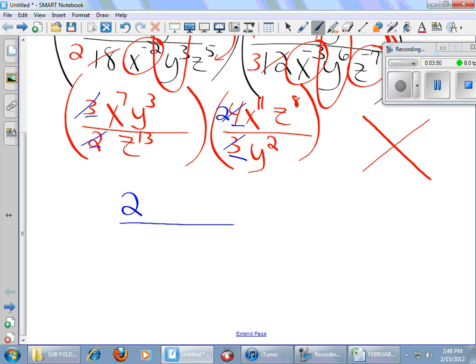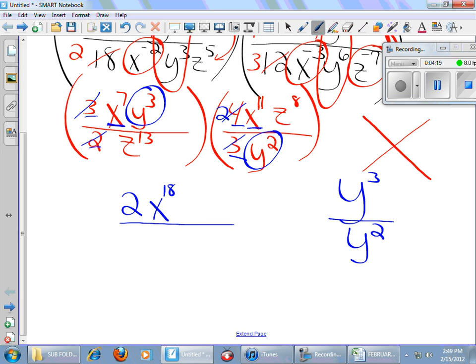I have x to the 7th in this numerator. I have no x's downstairs. So my x to the 7th and the x to the 11th are going to multiply, giving me x to the 18th. Because I have 7 x's being multiplied, I have 11 more x's being multiplied. Altogether, I have 18 x's being multiplied. All right, now I'm going to look at the y's. I have a y cubed in the numerator, a y squared in the denominator. That would look like this.